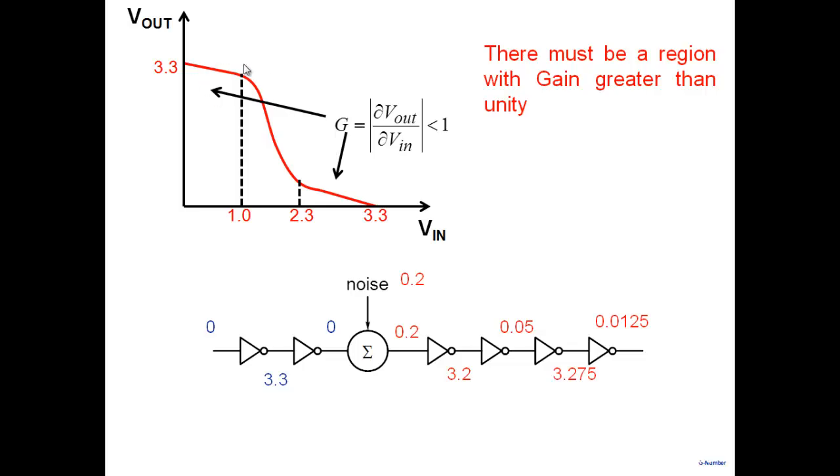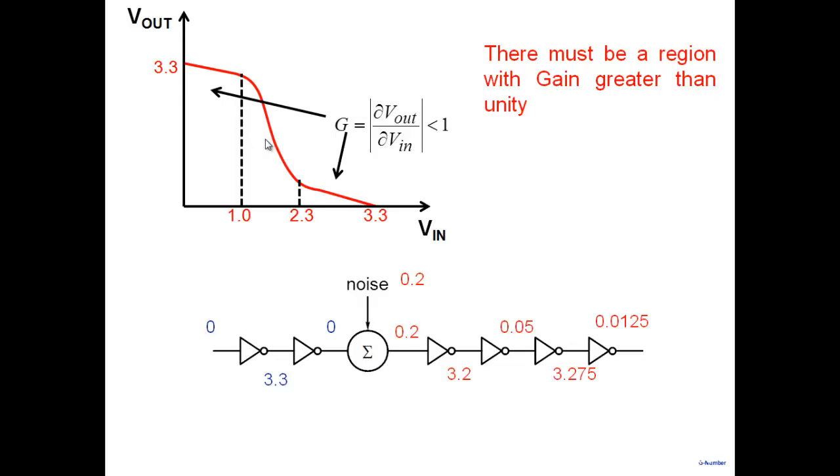Now, if we want a region where gain is less than 1, there must be a region with gain greater than 1. So what we are saying is, to make a robust system, I must have a region with gain less than 1 here and a gain less than 1 here, in order to make a robust system which rejects or attenuates noise. That lower gain must be compensated with higher gain somewhere.